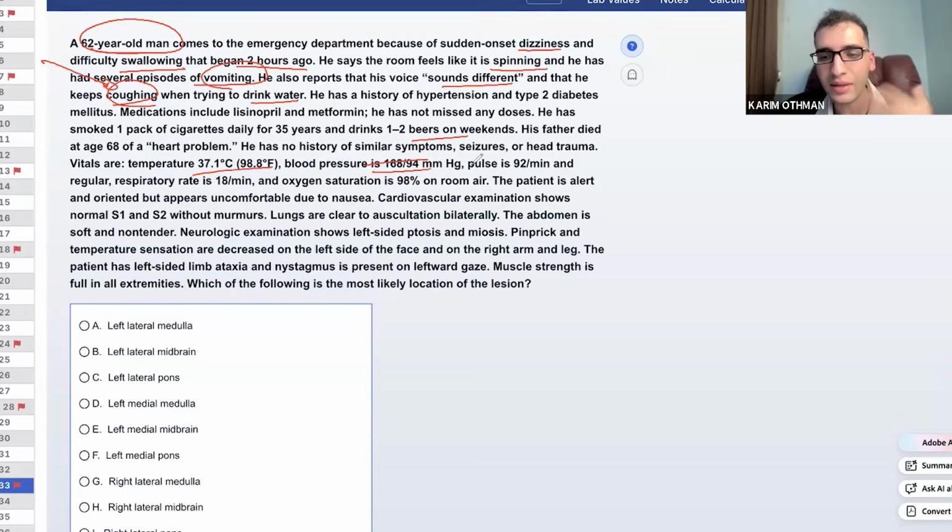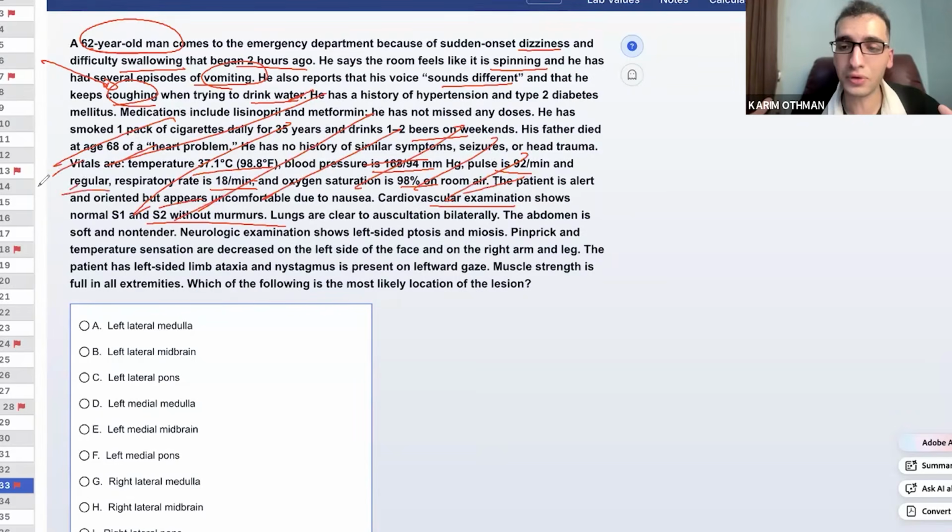The vitals are fine, a little bit of hypertension. Pulse is fine, respiratory rate is fine, oxygen is fine, the patient is alert. I don't care about everything here. You can literally skip all of this without affecting the question, because these are just things they say to make the stem a little bit long, but it doesn't give you any important fact. What you need to focus on, guys, are the keywords. So let's go into what actually matters.